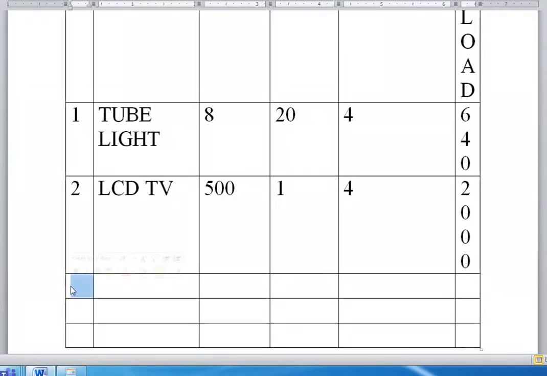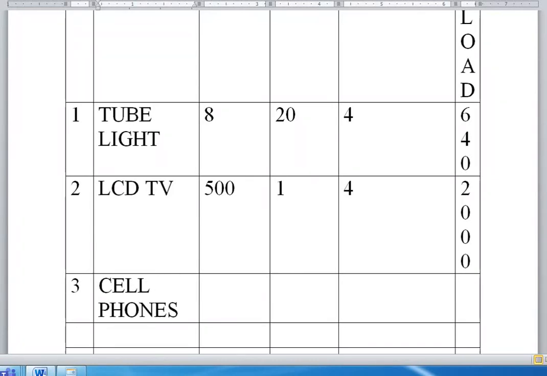Then you have some, what do you say, cell phones. Nowadays everybody is having a cell phone. So in a family, I will restrict it to 4 people. So we will have 4, and the cell phone wattage will be, minimum you take, 50. I'm putting one magic number, 50, and here this will come 4.